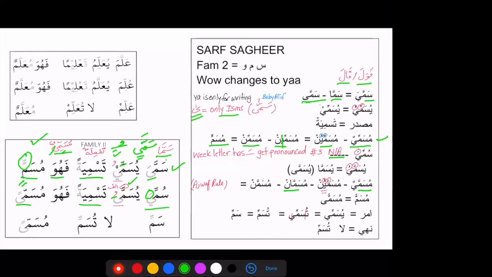Iltaqai sakinain or ijtamai sakinain, these two terms. And this iltaqai sakinain concept is not related to verbs only. Basically it is throughout the grammar. So whenever two skoons are together, it is going to happen that we have to drop something over there. Iltaqai sakinain. Okay, this is how we write.